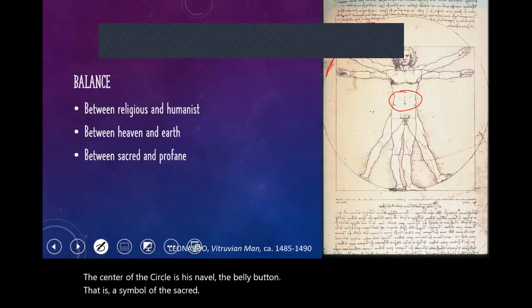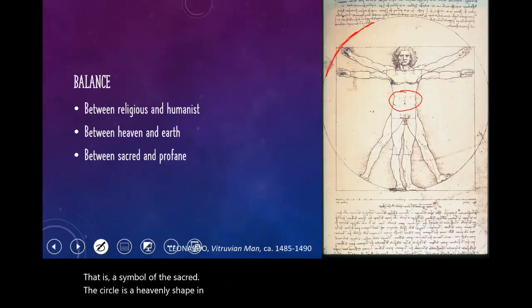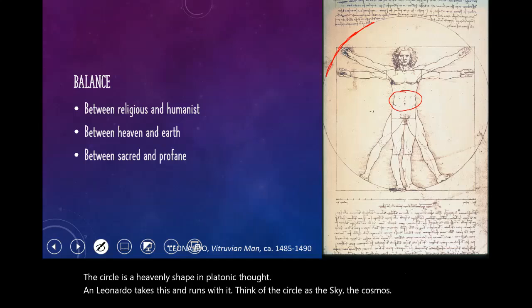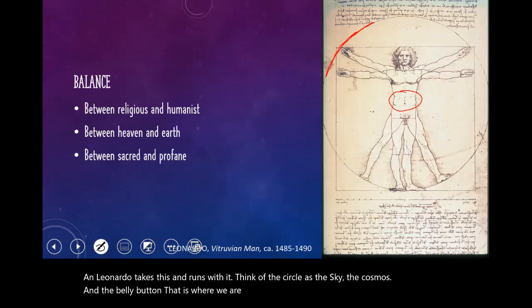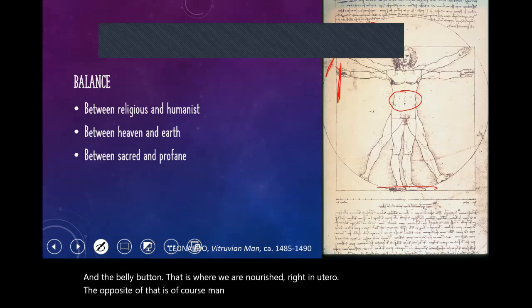The circle is a heavenly shape in Platonic thought. And Leonardo takes this and runs with it. Think of the circle as the sky, the cosmos. And the belly button, that is where we are nourished, right? In utero. The opposite of that is, of course, man inscribed in the square. So the man with his feet together.